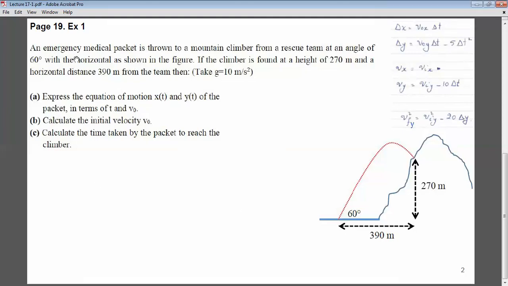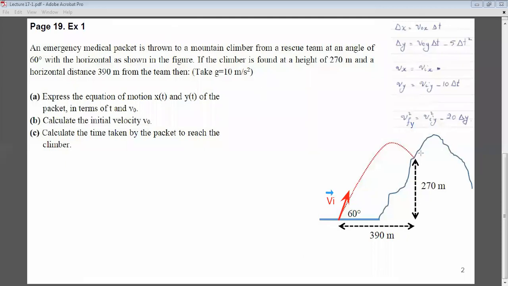Okay, so an emergency medical packet is thrown to a mountain climber from a rescue team at an angle of 60 degrees. Okay. What does it mean at an angle of 60 degrees? It means V initial was having an angle of 60 degrees. Okay, so this is V initial vector. This is V initial vector.